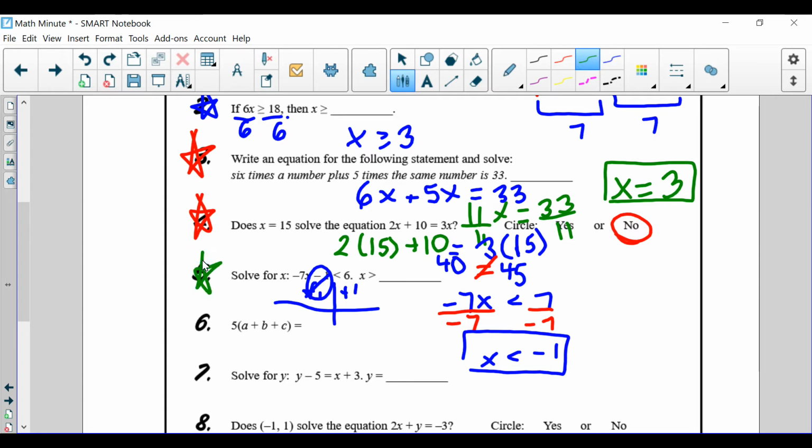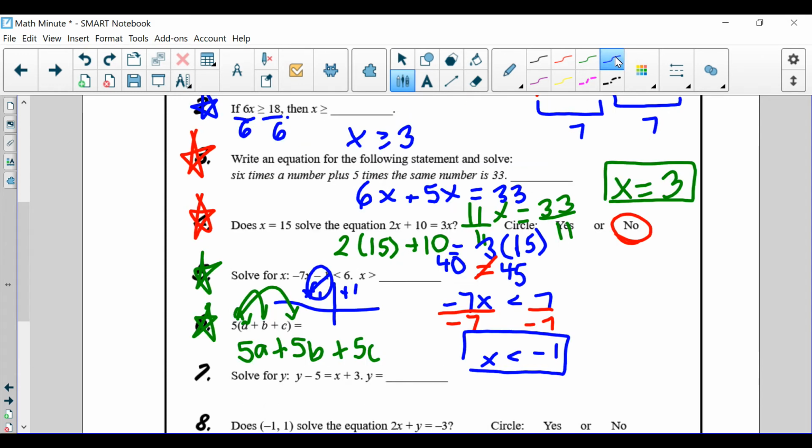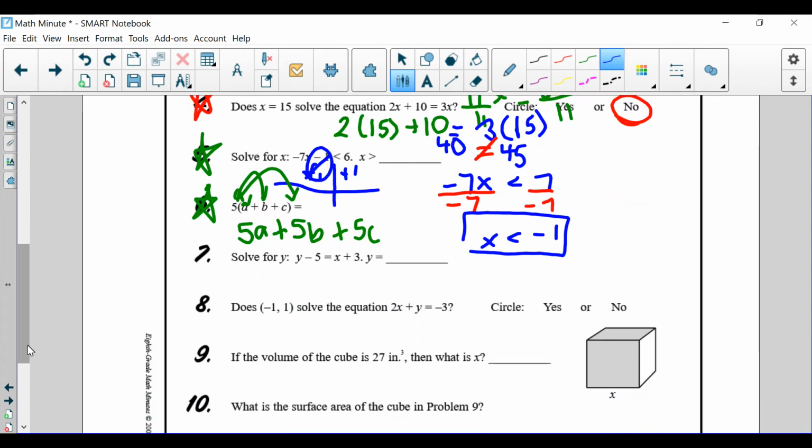Okay, let's go over number 6 now. Number 6, we've got 5 times a. It's going to be 5a. 5 times b, 5b. And 5 times c, 5c. Alrighty, number 7. Number 7, we've got y minus 5 is equal to x plus 3. What is y? Well, if we draw our line and we add our 5 to both sides, we're going to end up getting y is equal to x plus 8.